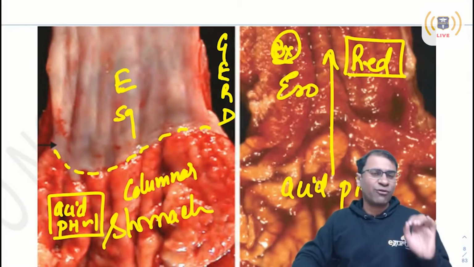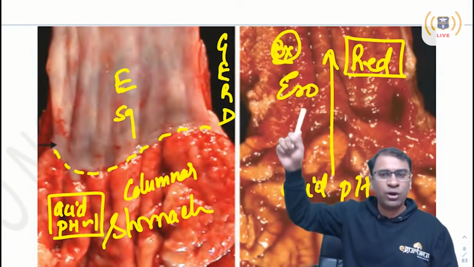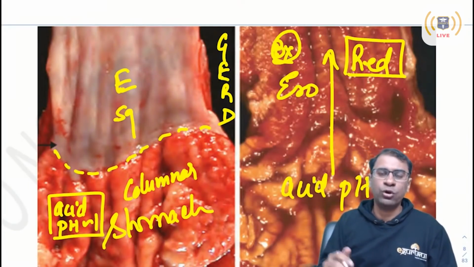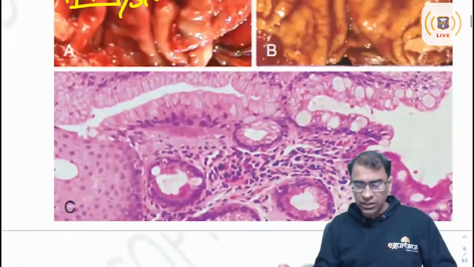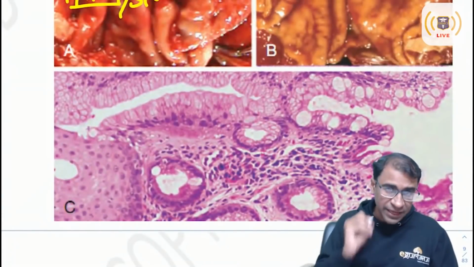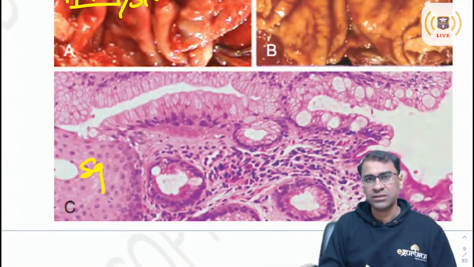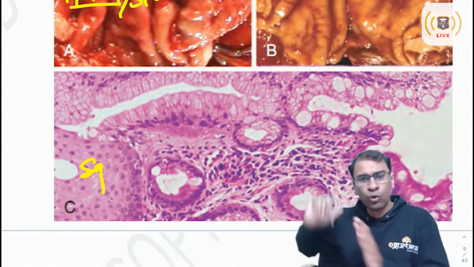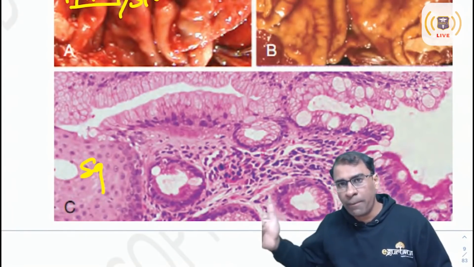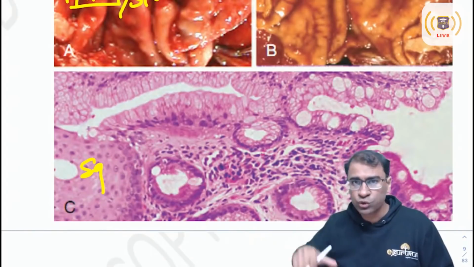But first question is, from where you take a biopsy? You take a biopsy from the lower end of esophagus. See, this is a biopsy taken there. Esophagus normally has squamous. Now, if this biopsy has been taken from the lower part of esophagus, the lower part of esophagus should also show squamous.